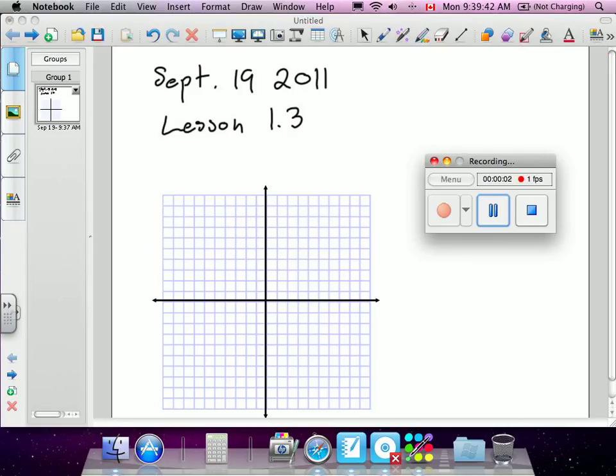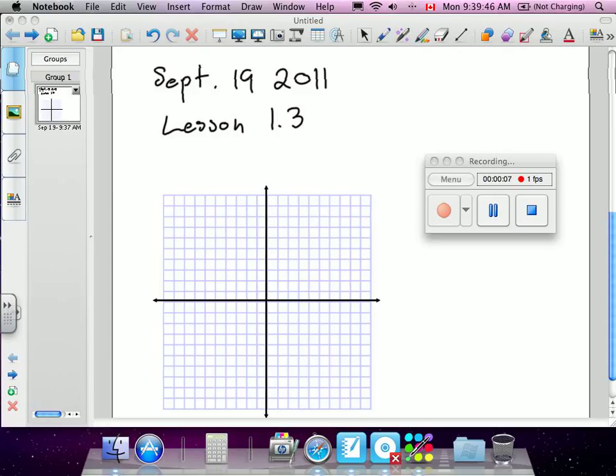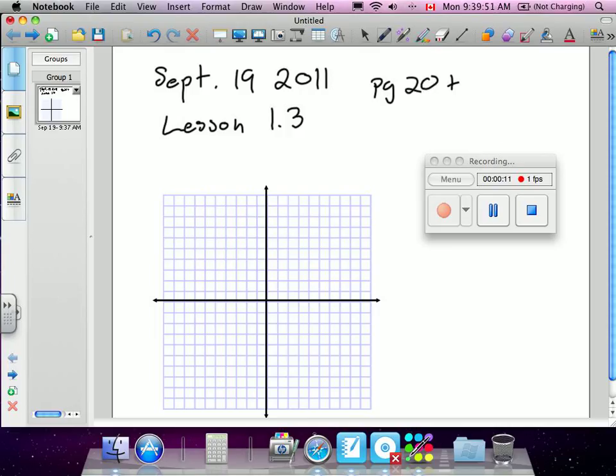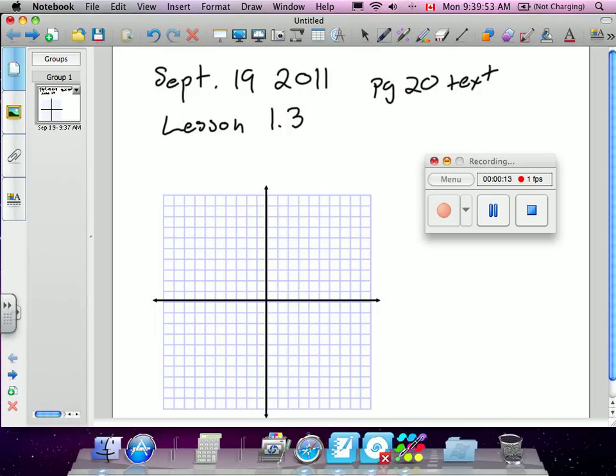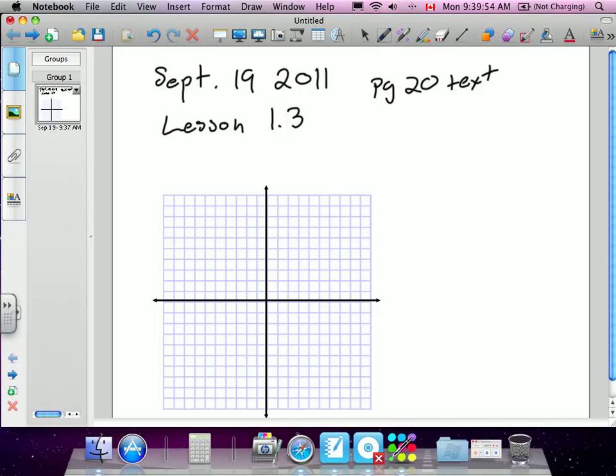Okay, so today, September 19th, 2011, we're on lesson 1.3, which is actually page 20 in your textbook, okay? Now, on Friday, we covered quadrants and how to look at obtuse angles, angles that were past 90, 180, 270, and 360. So, just a quick recap. We're just going to be dealing with up to 180 degrees today.